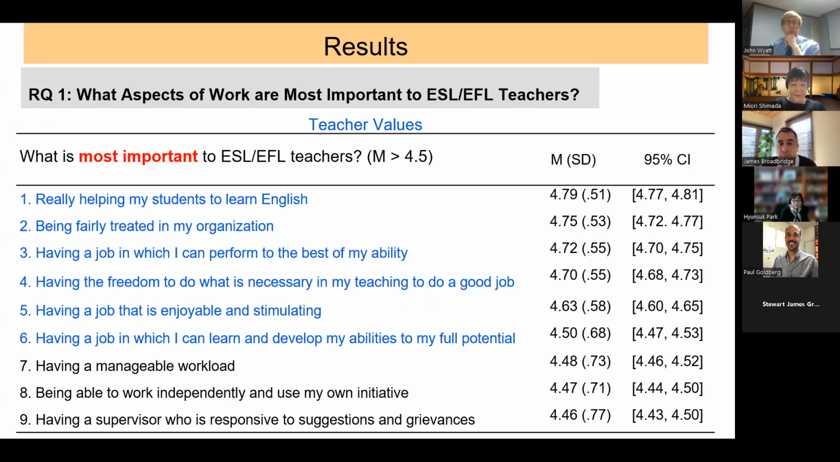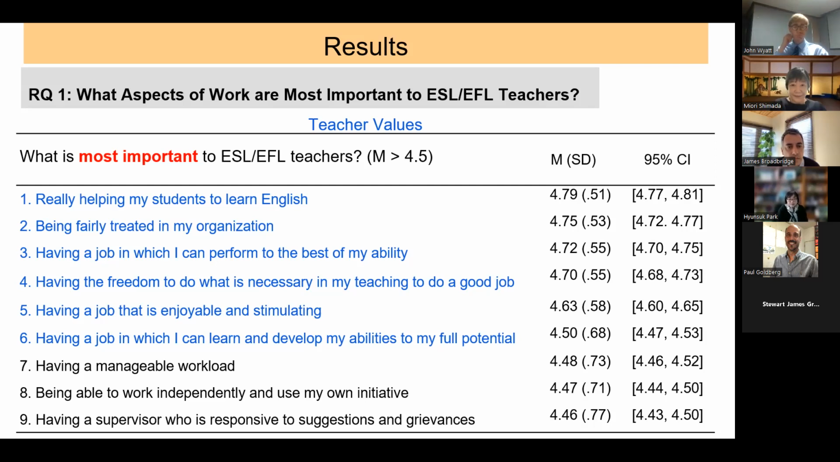The overall means of the 36 items relate to research question 1: what aspects of work are most important to ESL and EFL teachers? Initially, the overall mean of the 36 teacher value items was 4.05 out of 5. The mean score of teacher values implies that our respondents consider their jobs to be important. Out of 36 items, 23 question items received an overall mean of 4 or higher. That is almost two-thirds of the 36 items considered important elements of teaching.